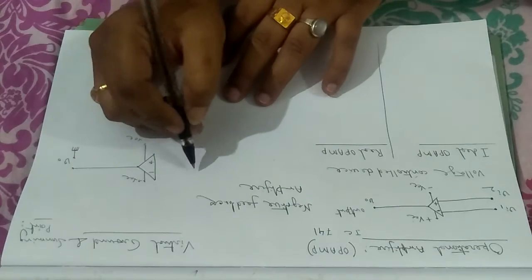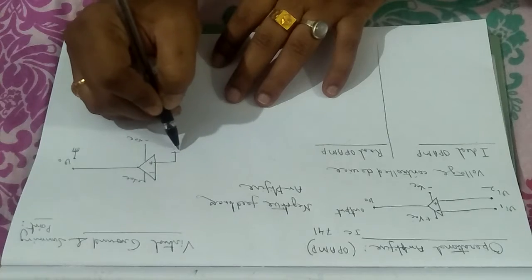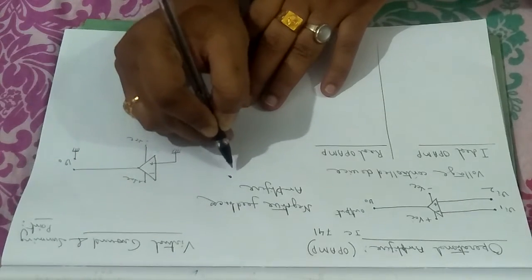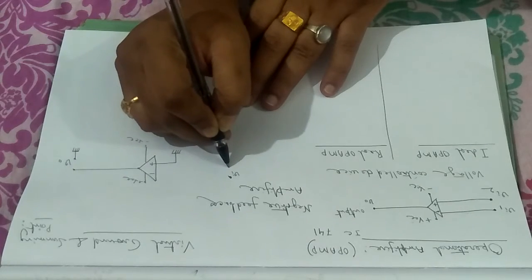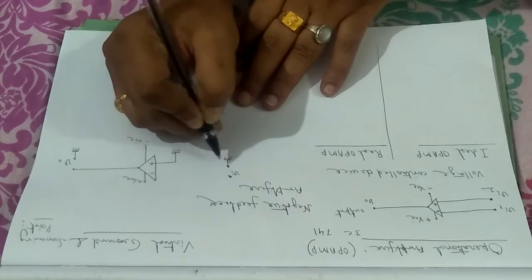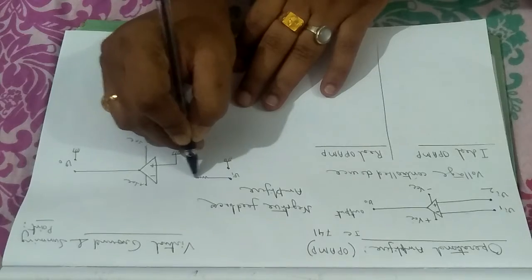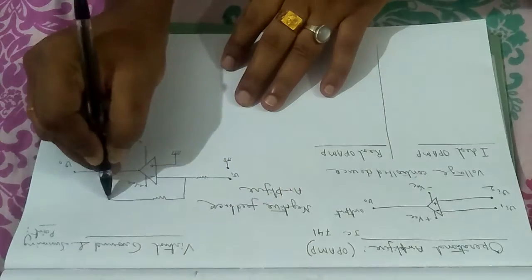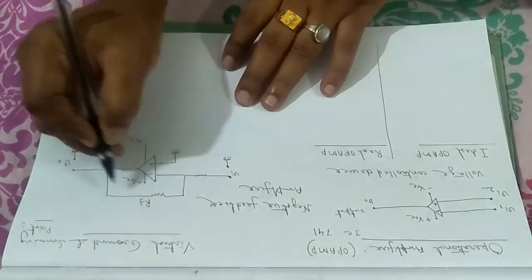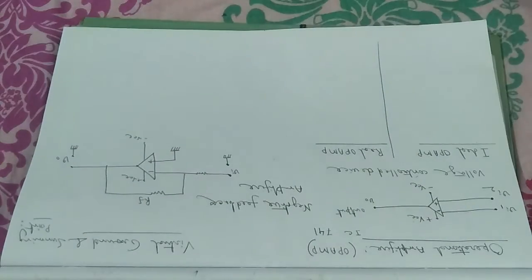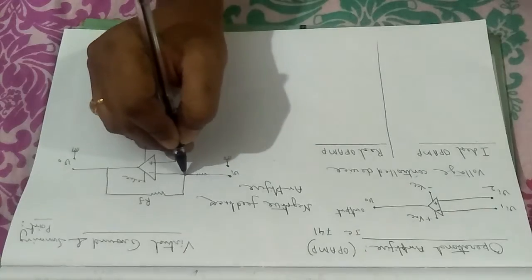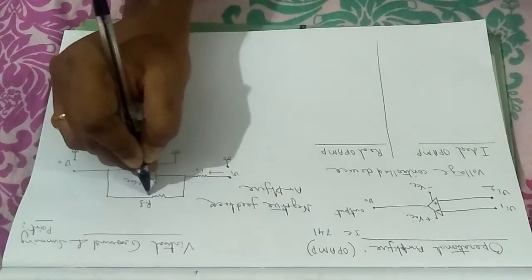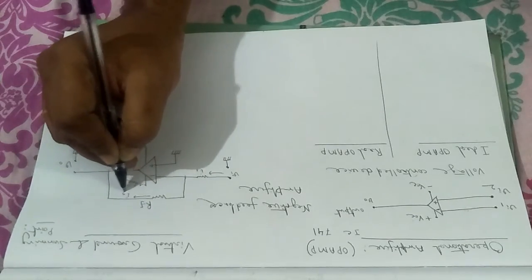This is V0, and let me ground the non-inverting terminal, and in the inverting terminal, suppose one voltage Vi is applied. It is also measured with respect to ground, and there is one resistance connected with it. I am now using the feedback circuit. This is the feedback circuit, this is the RF feedback circuit. The connection is like that. So how is the current flowing? The current flowing through this point, suppose it is I1, and through this terminal the current flowing is I2.